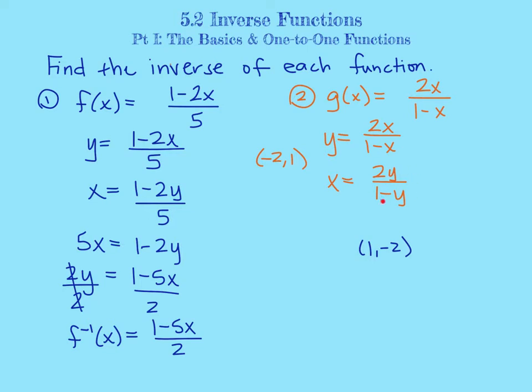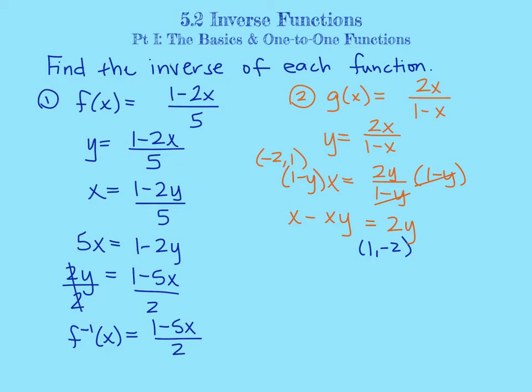Now there's two y's here, so we need to get them all on the same side. Our first step, much like over here, is going to be multiplying by the denominator so we can get rid of the fraction. So we're going to multiply both sides of this equation by the denominator 1 minus y. When we do that, we're left with 2y on the right-hand side. On the left-hand side, what I'm going to do is distribute the x through. So we'll have x minus xy.